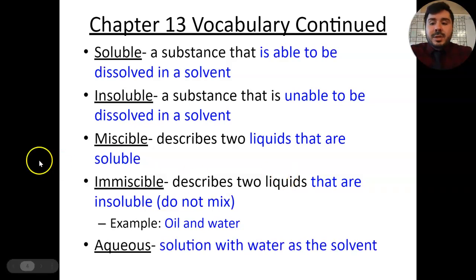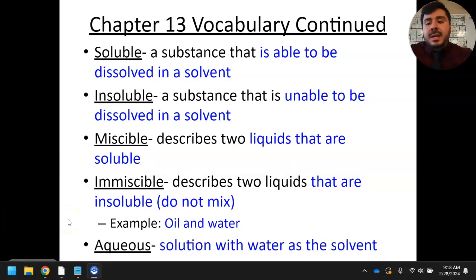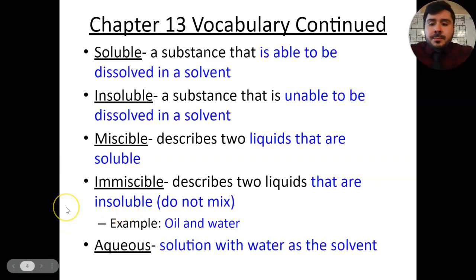And lastly, but certainly not least, is this word aqueous here. We've run into it in the past, and aqueous is a word that we're going to see crop up a lot from here on out now. Okay, so we have to make sure it's a vocabulary word that we have definitely under our belts and we are very, very familiar with. So aqueous is a solution with water as the solvent.